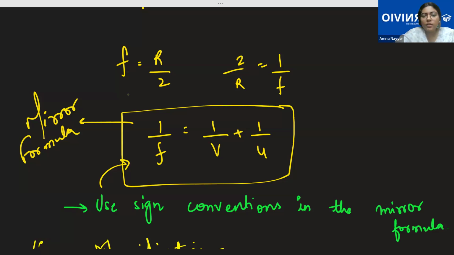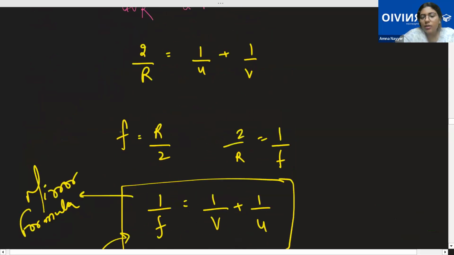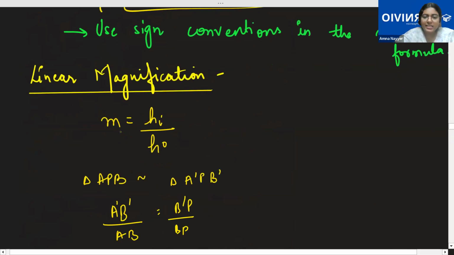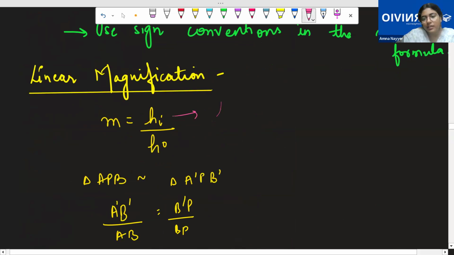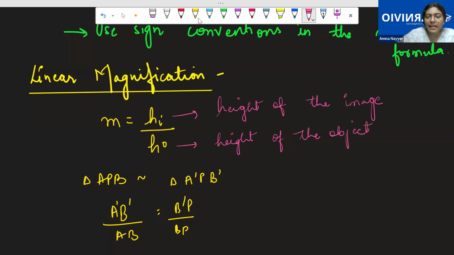See from the equation, A dash B dash by AB. If we use this equation, look, what is linear magnification equal to? Magnification is actually the ratio of the height of the image by the height of the object. So this is the height of the image and this is the height of the object. Now see, A dash B dash by AB.